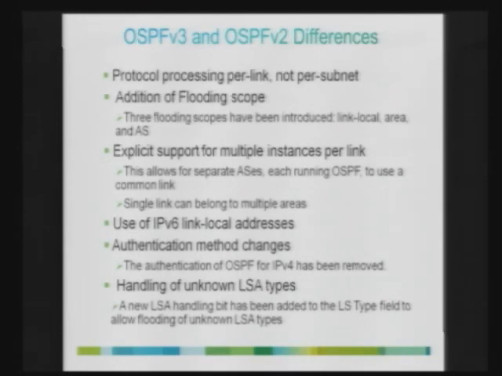And another thing is handling of unknown LSA types. In OSPF v2 implementation, if the router doesn't understand the LSA, it will simply discard it. But with v3, if it doesn't understand the LSA, it can be configured to flood it to the rest of the network, because that could be helpful sometimes when some new LSA is introduced as the protocol evolves, and the network is going through some transition phase, and some of the routers can understand and process it and some cannot.